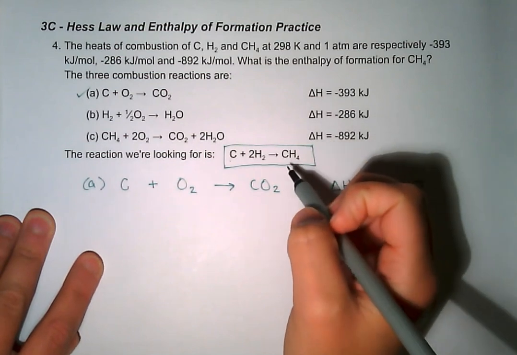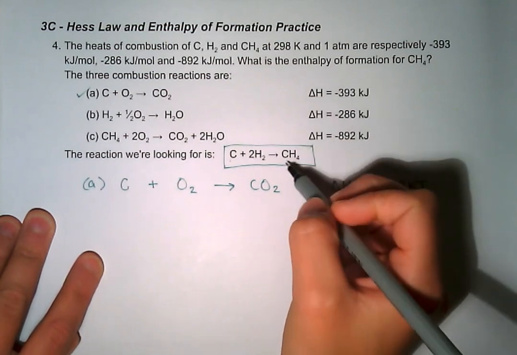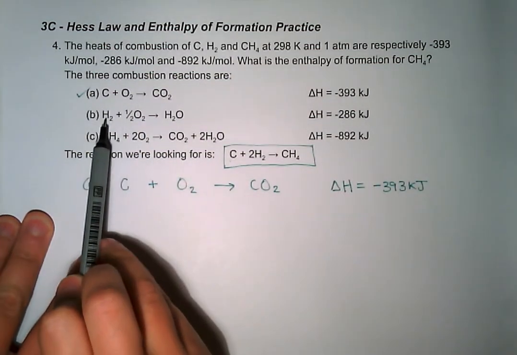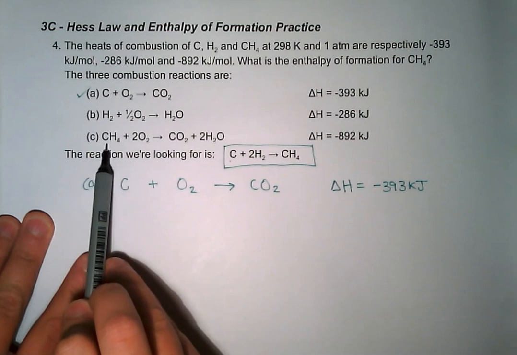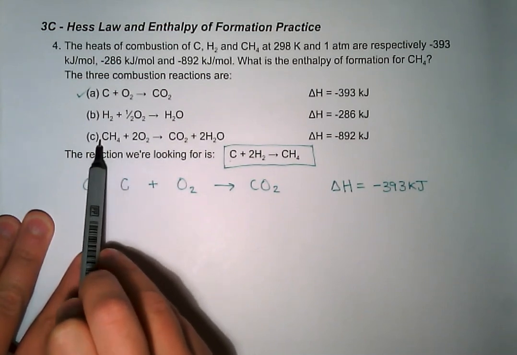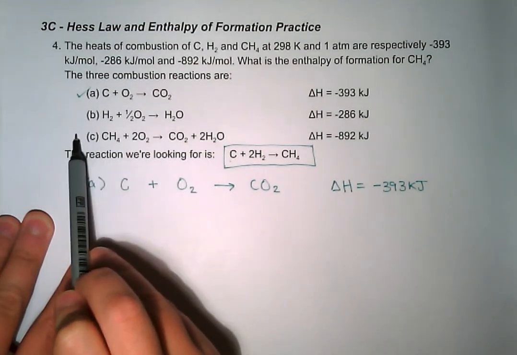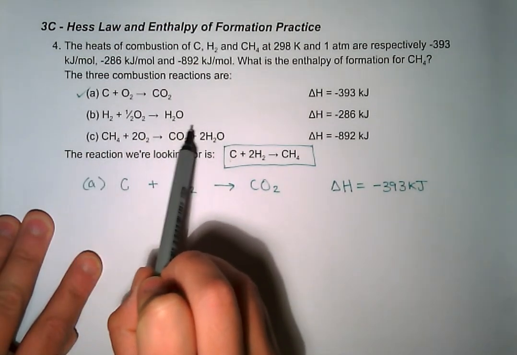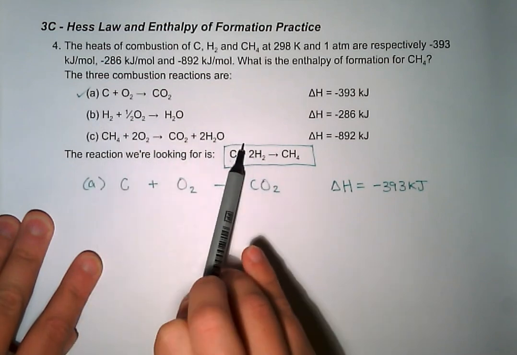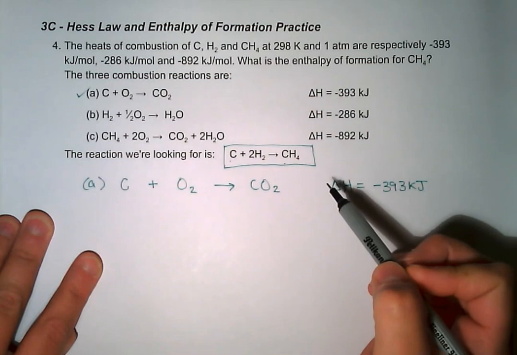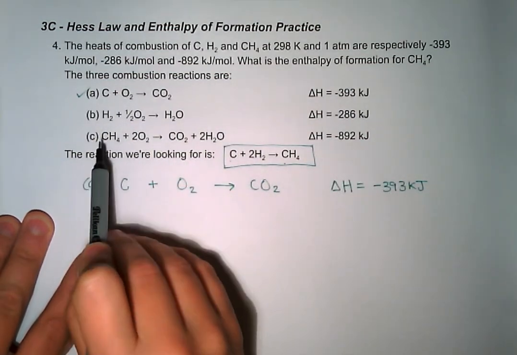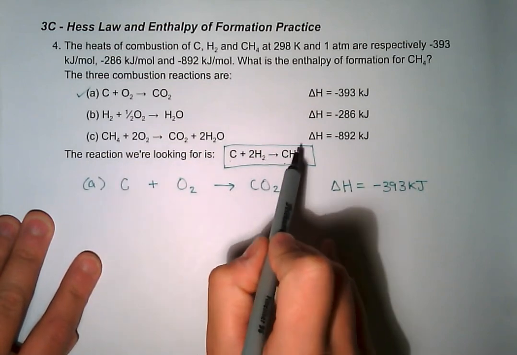Looking through the problem again, I also noticed that I need CH4 on my product side of my target reaction, and CH4 only appears once. It only appears in reaction C, and it's in fact on the wrong side of reaction C. So I only have one opportunity to fix that. I need to do a manipulation of reaction C that's going to put CH4 on the product side, and I need to have one CH4 on the product side. So if I just flip this equation around, that'll do the trick.